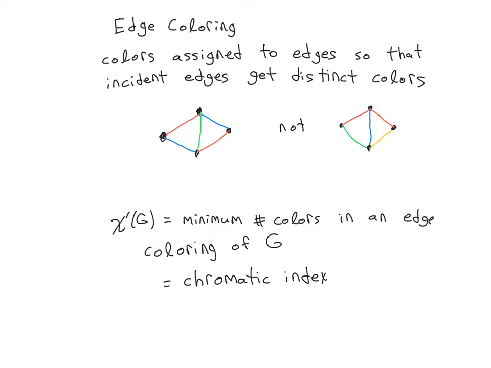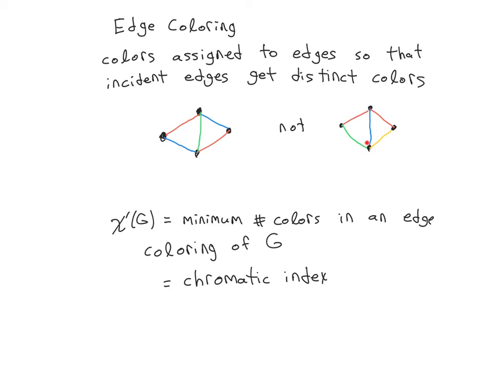So as we saw, an edge coloring is where we assign colors to the edges so that incident edges get distinct colors. So this is a proper edge coloring and this is not. Why is this one not? Because here we have two red edges that share a vertex in common. So that's not a proper edge coloring.